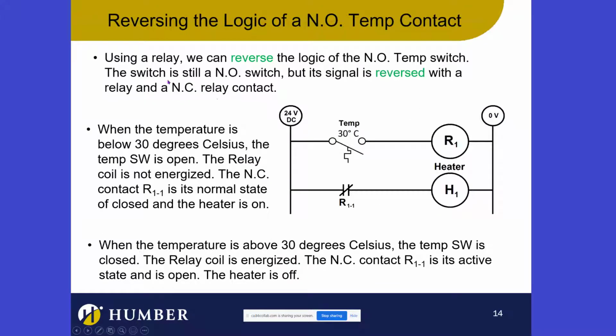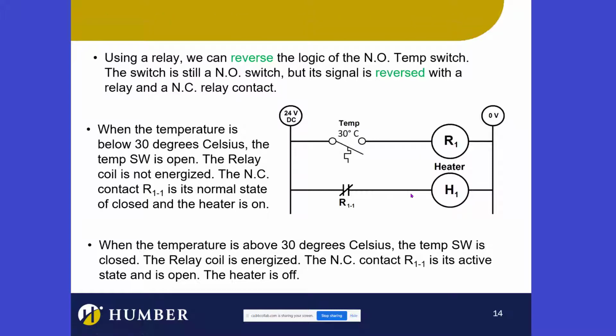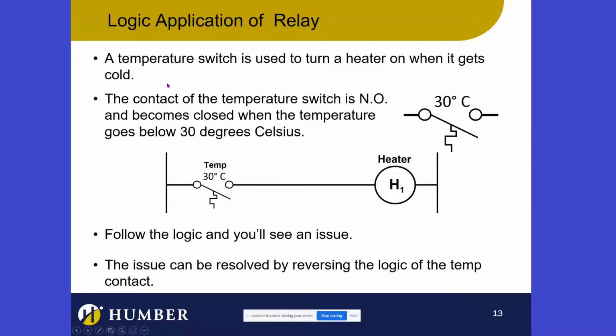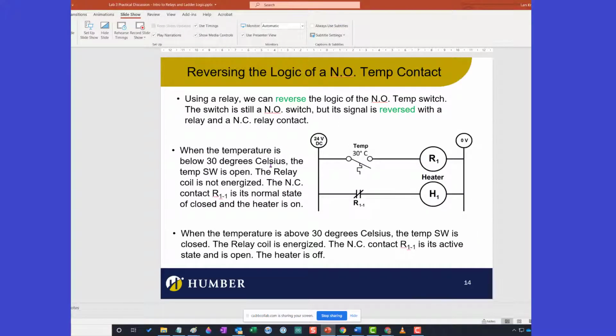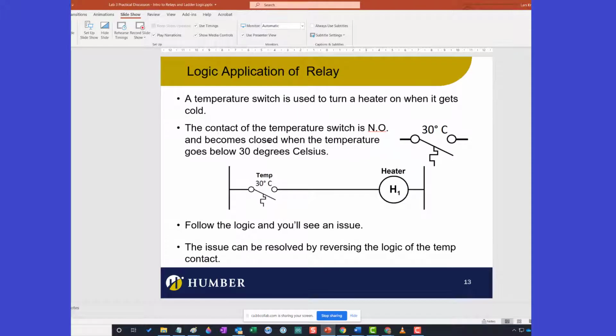Okay, let's flip this around and reverse the logic. The temperature switch is still normally open, but it's reversed with the relay. The temperature goes below 30 degrees, the temperature switch will become open. Maybe I got this wrong. Just give me a second here. The temperature switch is normally open. It becomes closed when the temperature goes below 30 degrees. Oh, do you know what? I wrote this wrong. Here, let me fix it. Watch this. Okay, cool. So it's, okay, open.